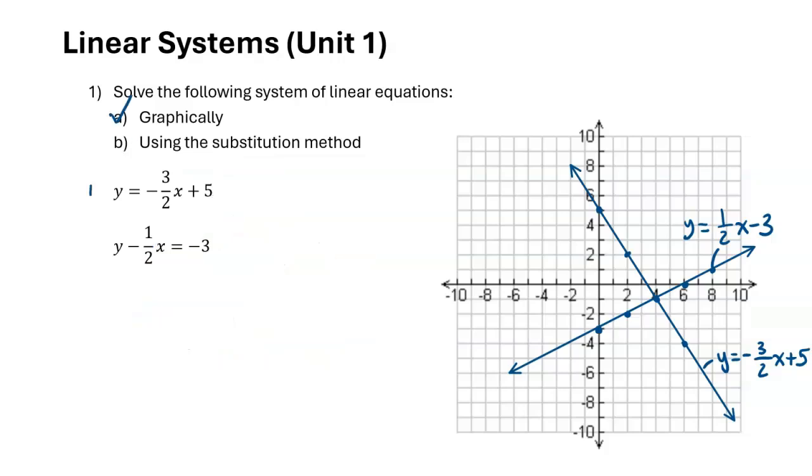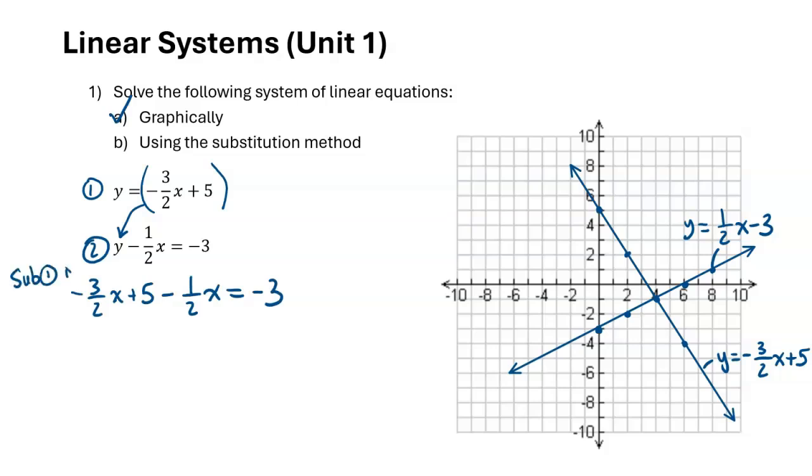Let's talk about the substitution method. So we're labeling the equations 1 and 2. We're going to take that first equation because y is already isolated, and we're going to substitute everything that y is into equation number 2. So where we had the y, we're going to put -3/2x plus 5, and then we're going to continue equation 2 with -1/2 x equals -3. So we've substituted equation 1 into equation 2.